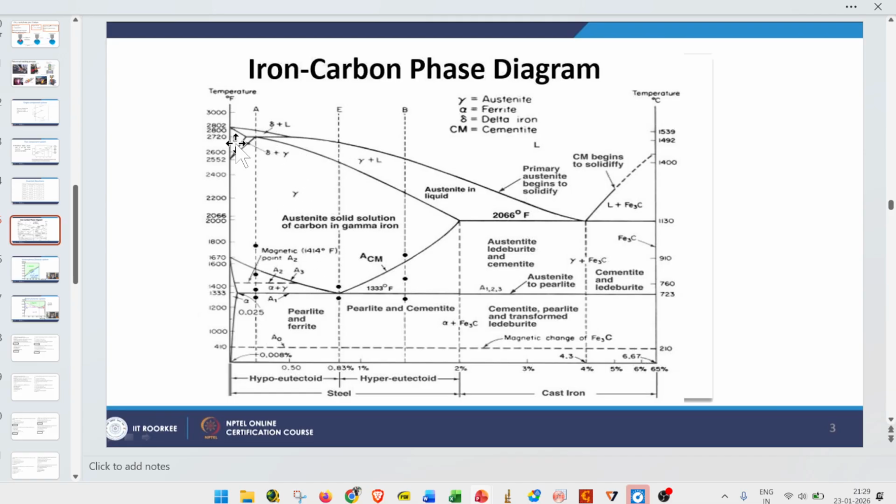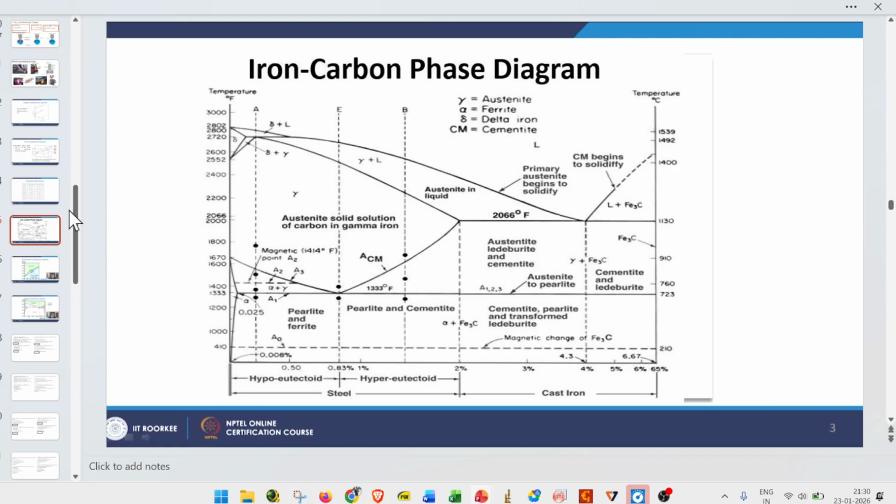So here you can see gamma phase, one solid phase, converting into two different solid phases. That's why it is called a eutectoid reaction.